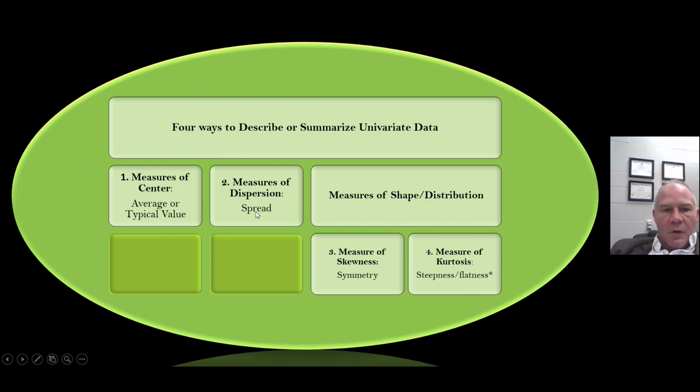So we can have a single number that gives us the one number that best describes our data set. We can choose a way to describe our data set in terms of how spread out our data happen to be, how much variation there is. And when we look at the shape, how symmetrical our data are, and relative to the normal curve, the bell curve, how flat or steep our data happen to be.